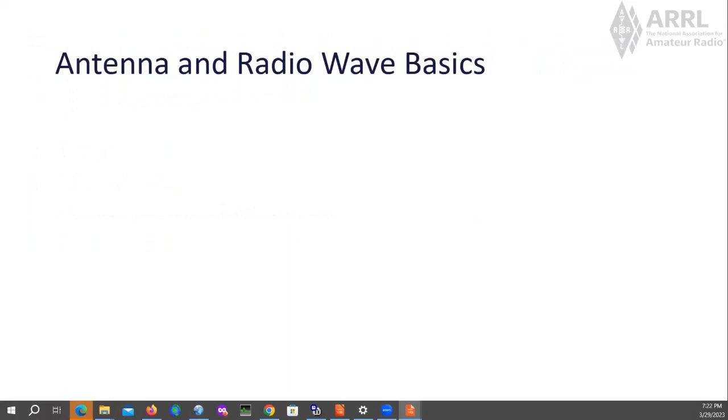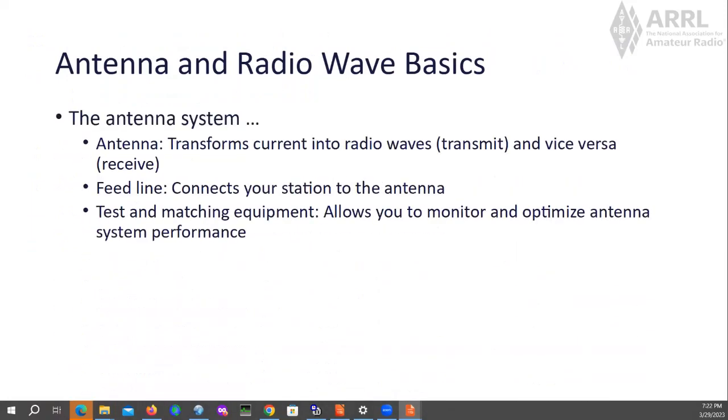Antenna radio wave basics. The antenna system. The antenna transforms current into radio waves, or transmits, and vice versa during receive. The feed line connects your station to your antenna. Test and matching equipment allows you to monitor and optimize antenna system performance.